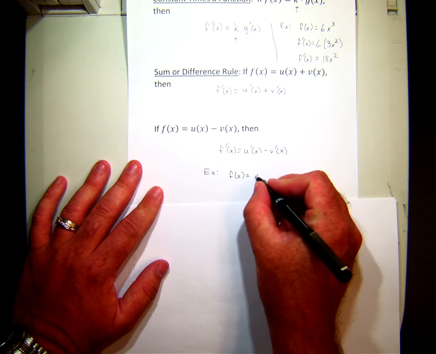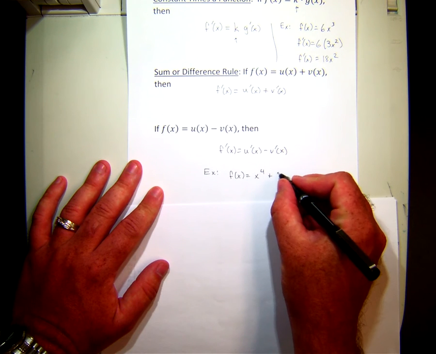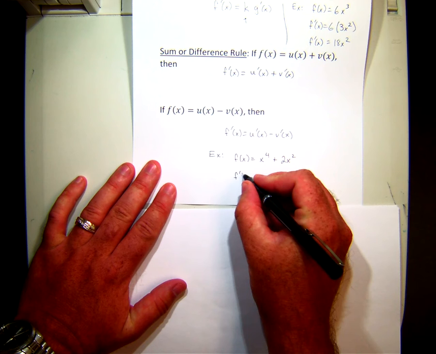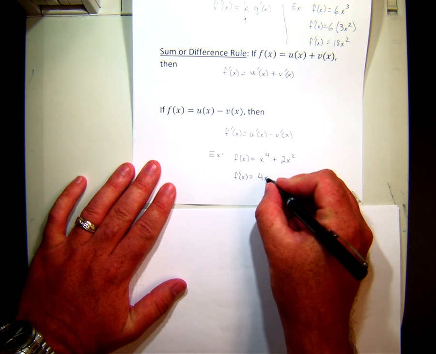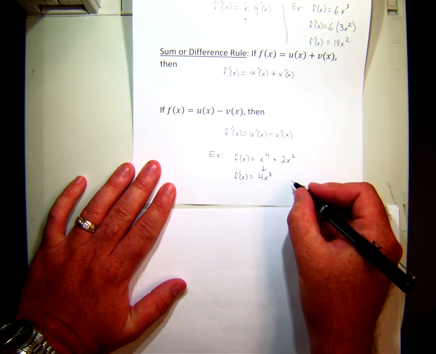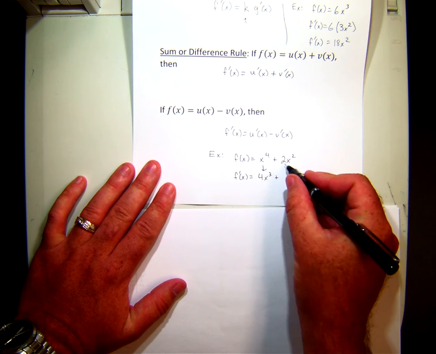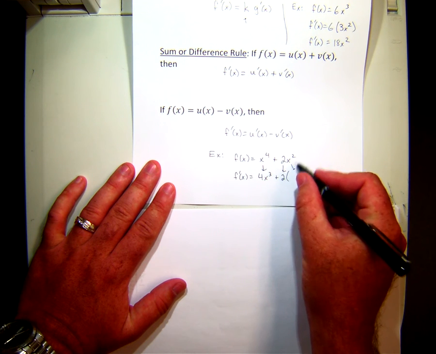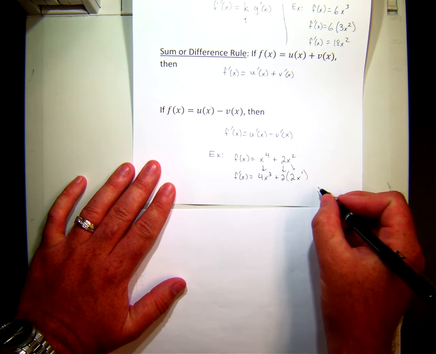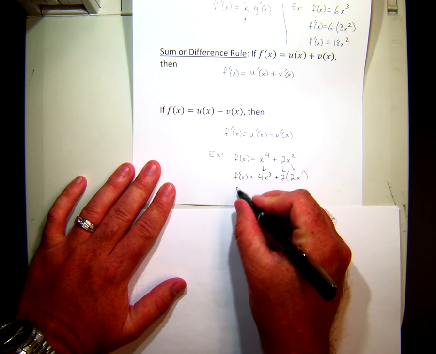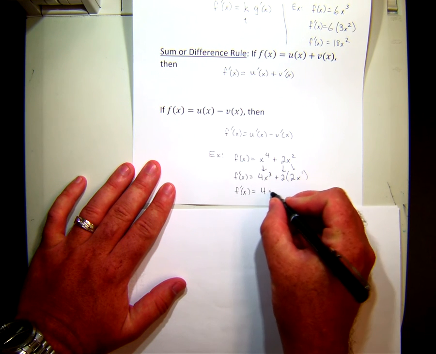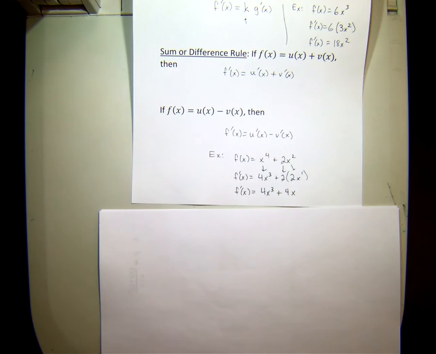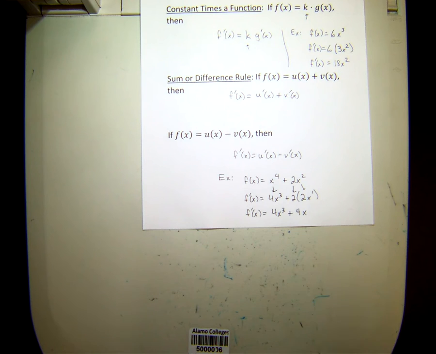f of x equals x to the 4th plus 2x squared. You can take the derivative of the first one, that's the derivative of x to the 4th, that's the power rule, plus the constant multiple rule says the 2 just stays out there. The derivative of x squared is 2x to the 1st power. Now we need to simplify. 4x cubed plus 4x. And that's the derivative of that function.